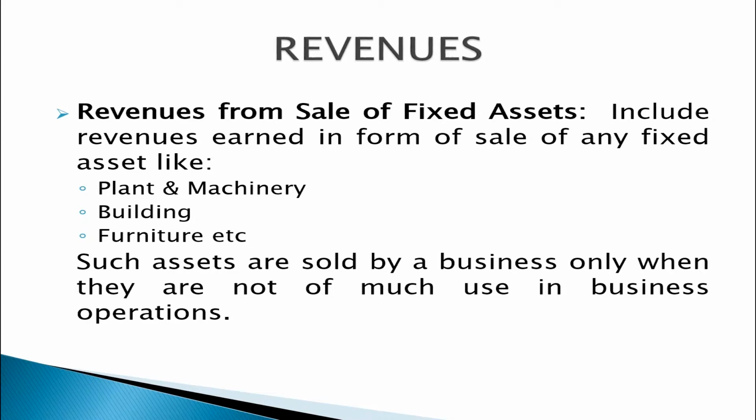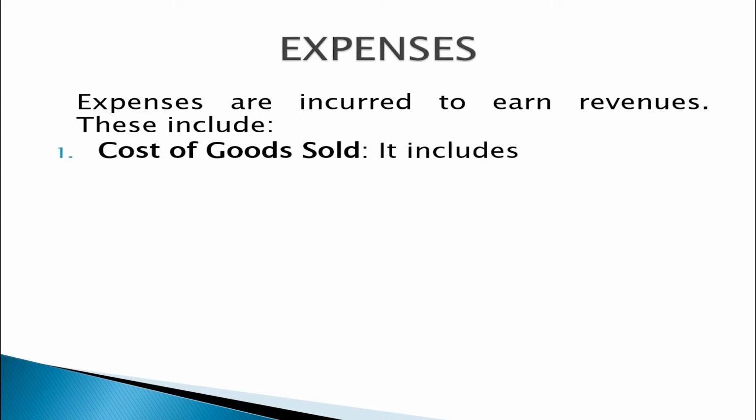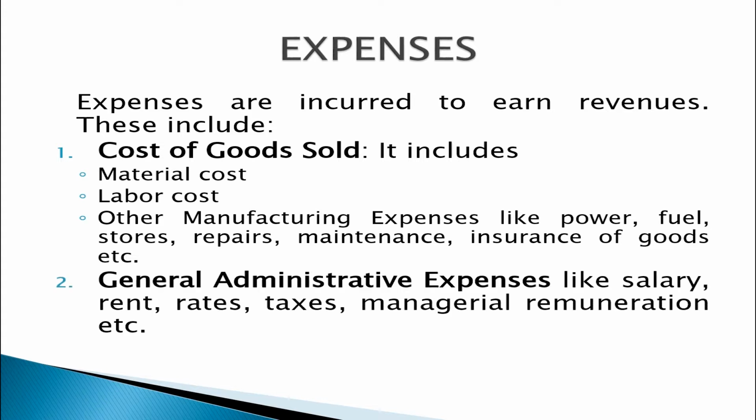Now, moving on to the other side of P&L account, that is expenses. Expenses are incurred to earn revenues. These include cost of goods sold, which further includes material cost, labor cost, and other manufacturing expenses like fuel, power, stores, repairs, maintenance, insurance of goods, etc. And the second one is general administrative expenses like salary, rent, rates, taxes, managerial remuneration, etc.